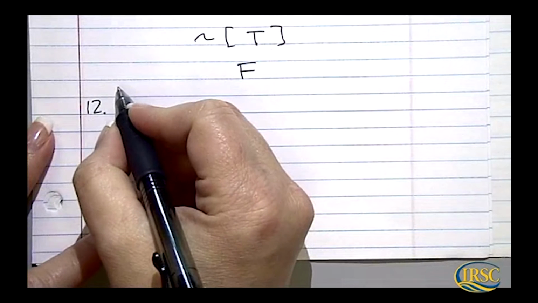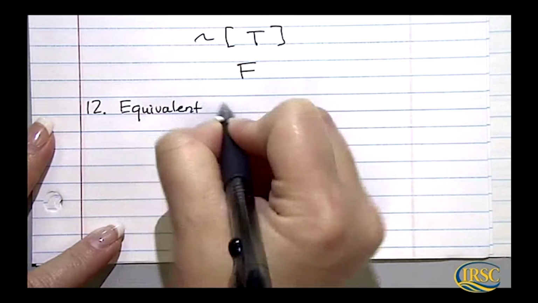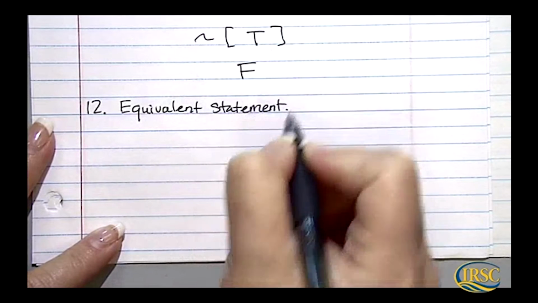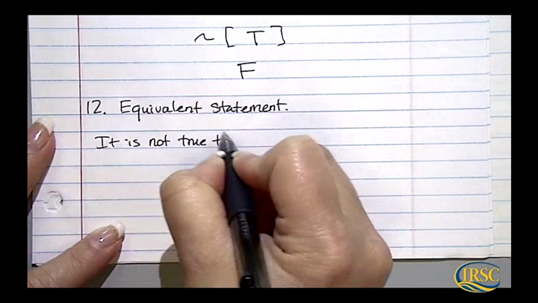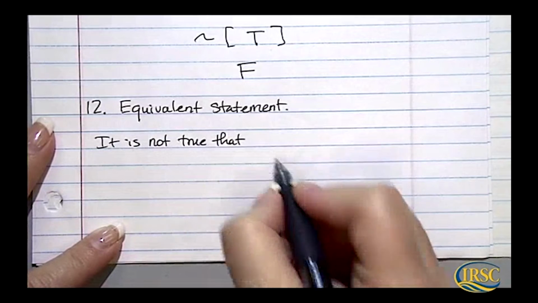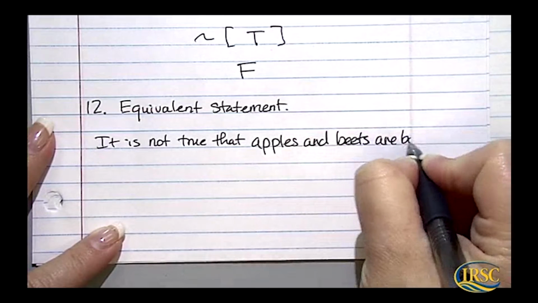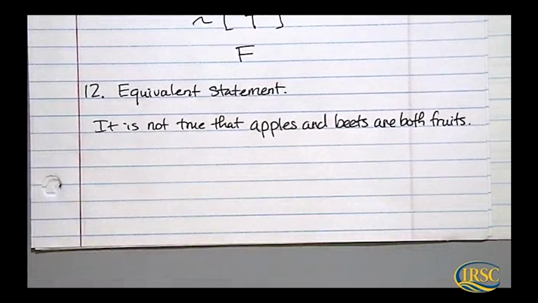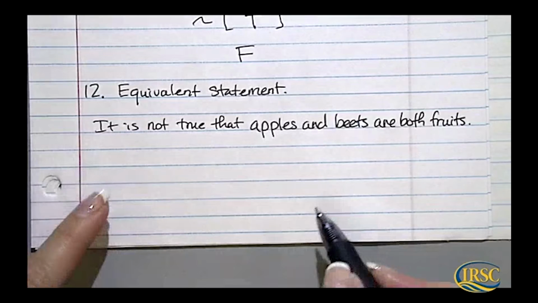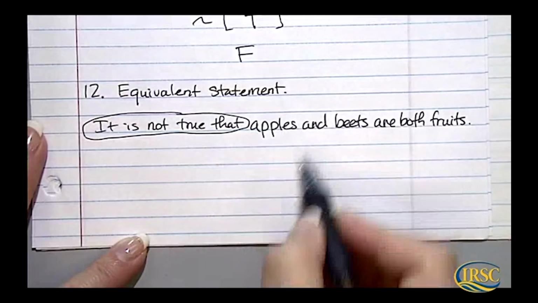Okay, for number 12, it says, use De Morgan's law to write an equivalent statement. It is not true that apples and beets are both fruits. Okay, so for some of you, it'll help to translate this to a symbolic statement, but not necessarily. It's up to you. But first, we want to identify what key words you see in this statement. It is not true that, and.